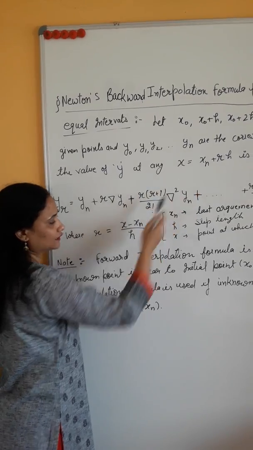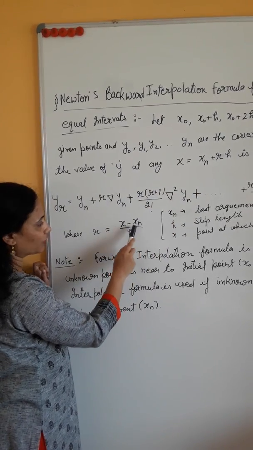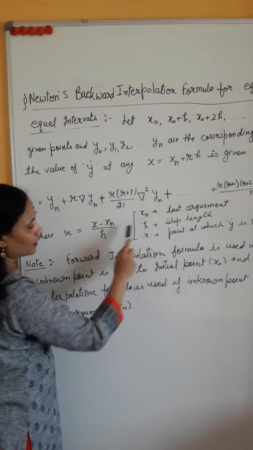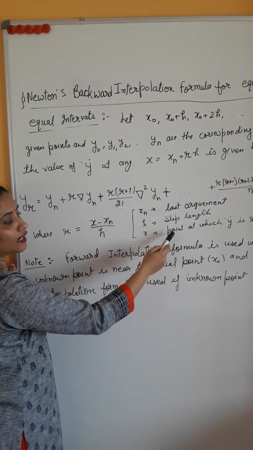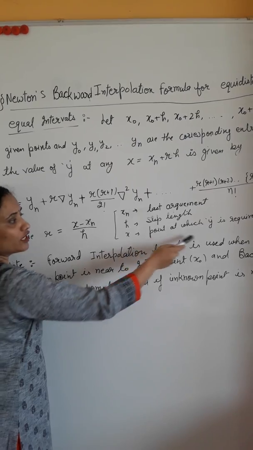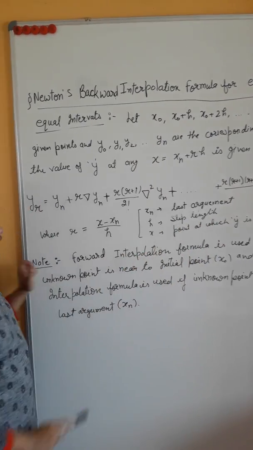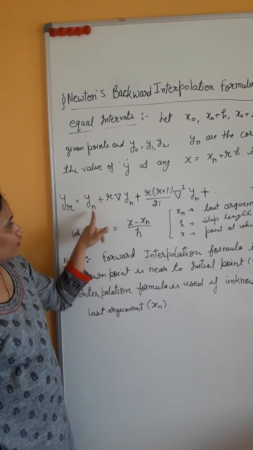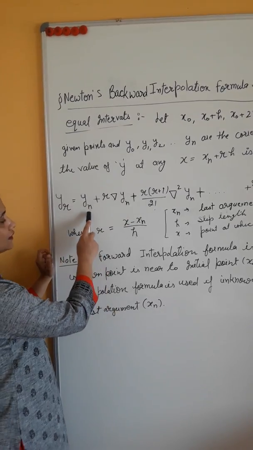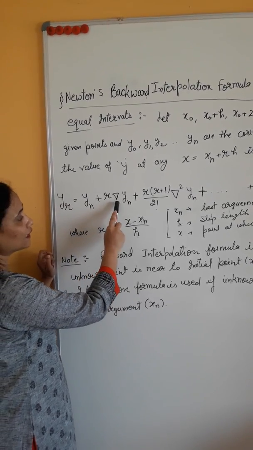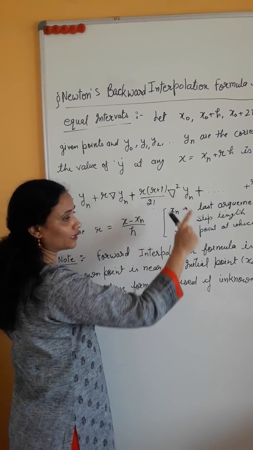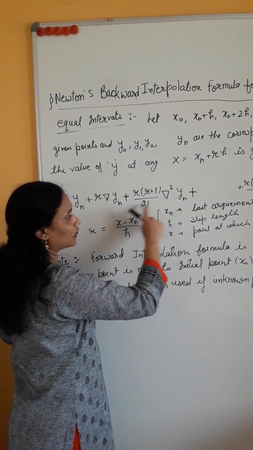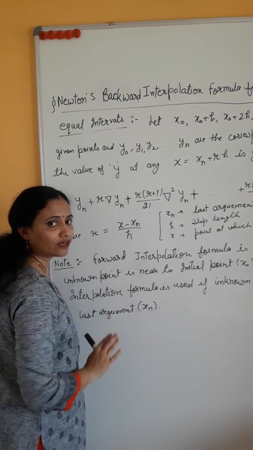Since the reference point has changed, here also it is changed. What is xn? The last argument. What is h? Again the step length. x, the given point at which we have to find y. And what are these yn, nabla yn? This is the last entry. These are the leading backward differences. When you make the backward difference table, the last values are backward differences.